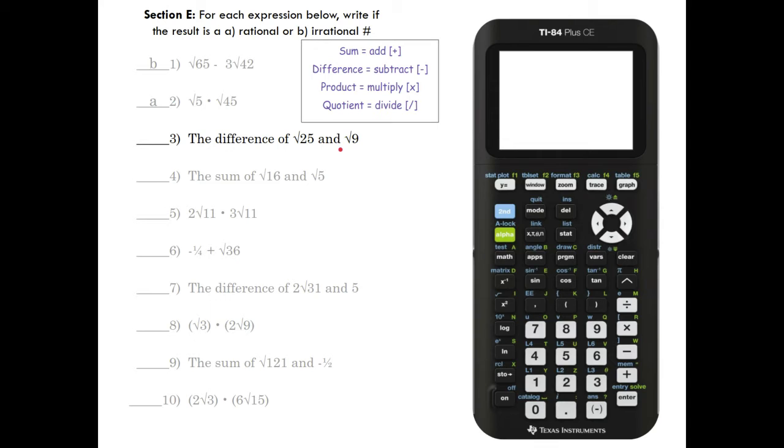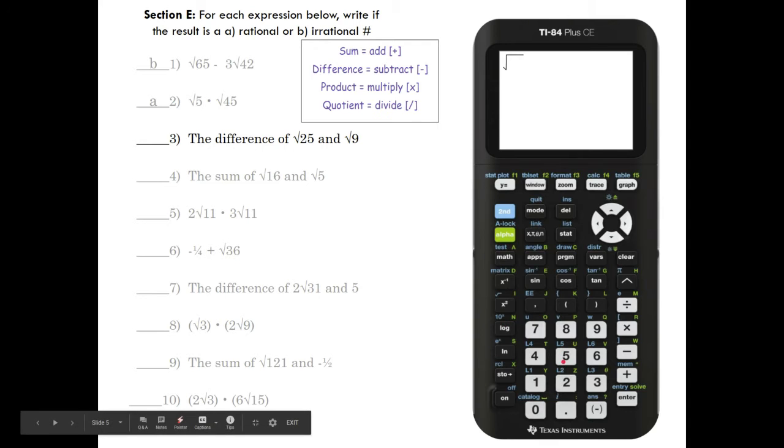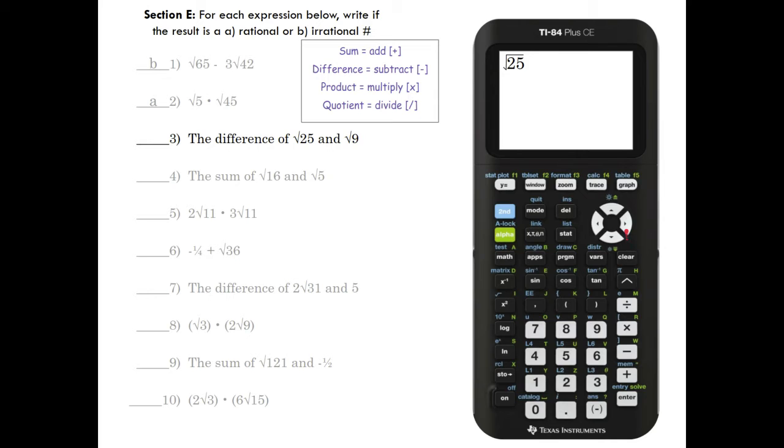So the difference of radical 25 and radical 9 means that in the calculator, you're going to do radical 25. So that's second x squared and then 25. The difference means you subtract, so you use the minus button. But you have to go out of the square root, so you press the right arrow key. This brings you out of it. Press minus, and then radical, that means second x squared 9.